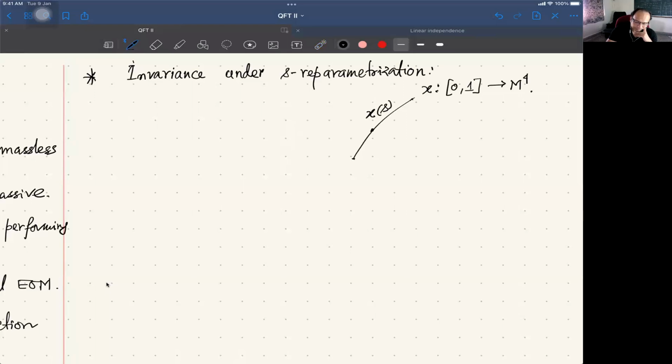Right now, if you change S to say S tilde, then it is the same point in Minkowski space that now corresponds to S tilde. So if you change the parametrization, x of S can be viewed as a one-dimensional field. This one-dimensional field or function, the functional form must change. So x of S must go to x tilde of S tilde such that it is the same as x of S.